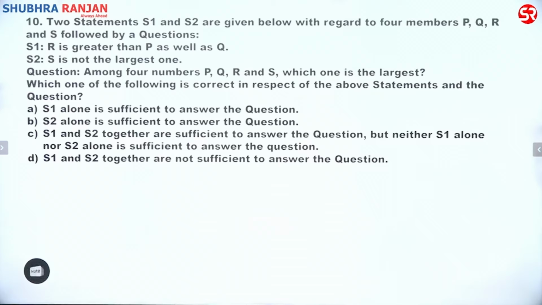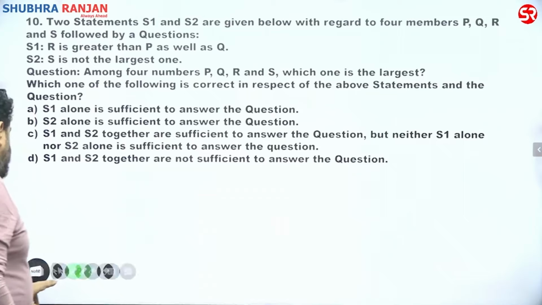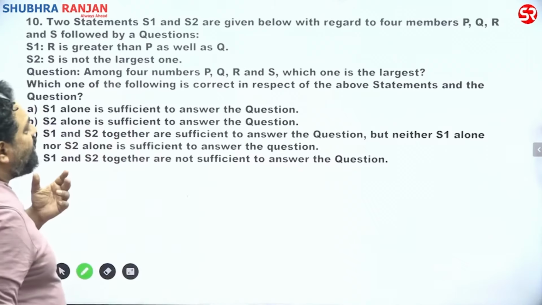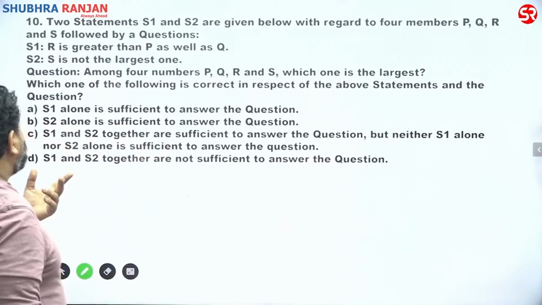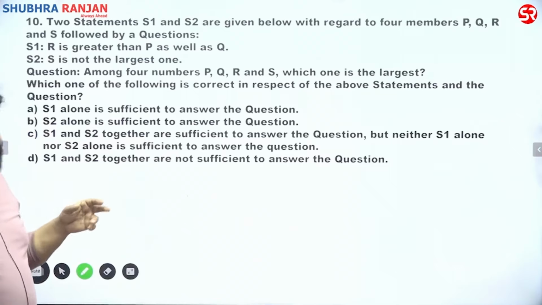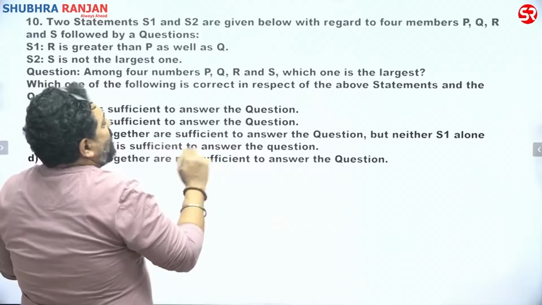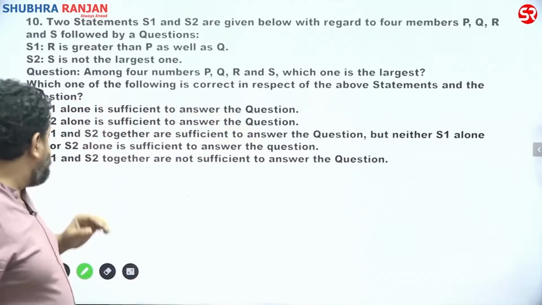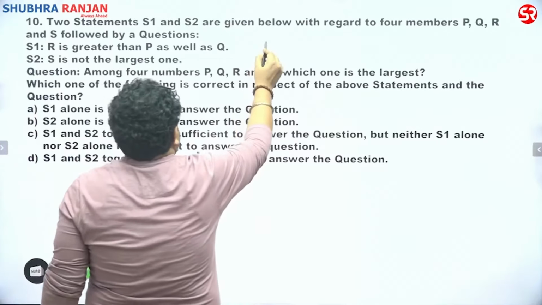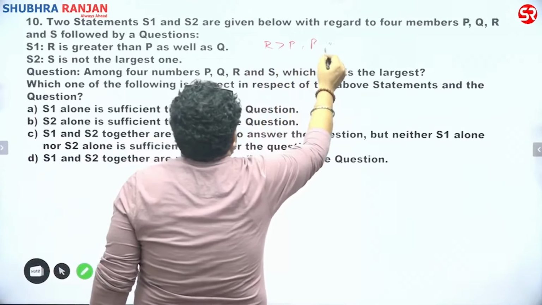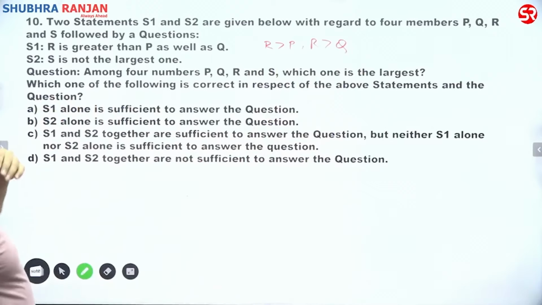But look, a three-statement one will also come now. See, S1, S2, P, Q and R. PQRS, four members. What is the question? Among the four, PQRS, which one is the largest? First is: guys, largest among four members, it should have been oldest, right? Anyhow, R is greater than, okay, not members, it should have been four numbers. Four numbers. Wait, anyhow, R is greater than P, R is greater than Q. But we don't know the position of S. In the first statement, we don't know the position of S.